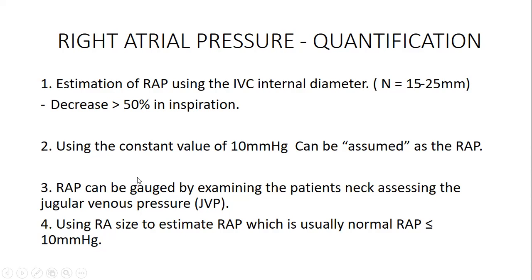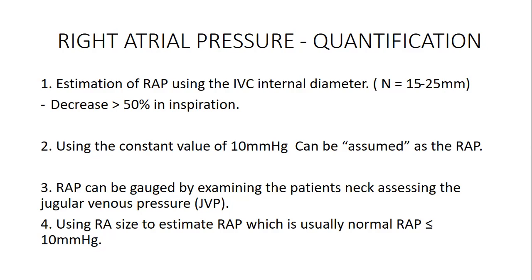The second method is using the constant value of 10 millimeters mercury, which can be assumed as the RAP pressure. On this one, again, I have to emphasize a few things. Normal pressure within the right atrium should be around 3 millimeters mercury. But some literature will also give you a range. 3 is considered to be the normal. Then you can also have 5 and 8, which is sometimes referred to as the intermediate, and the upper limit, which is 10 millimeters mercury.